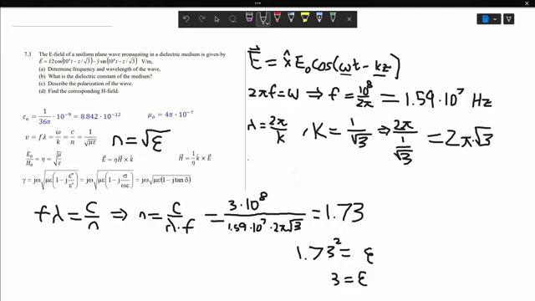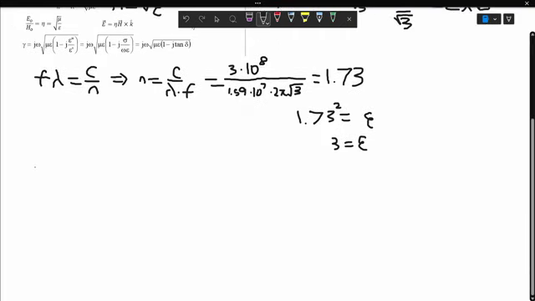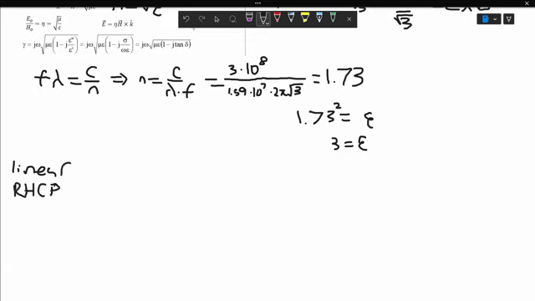Now, to solve for part C, the polarization of the wave. We have been taught multiple types of polarizations. We know that there are types like linear. We know there's right-hand circular polarization, left-hand circular polarization. We also know there's the elliptical versions of this, so right-hand elliptical polarization, left-hand elliptical polarization.